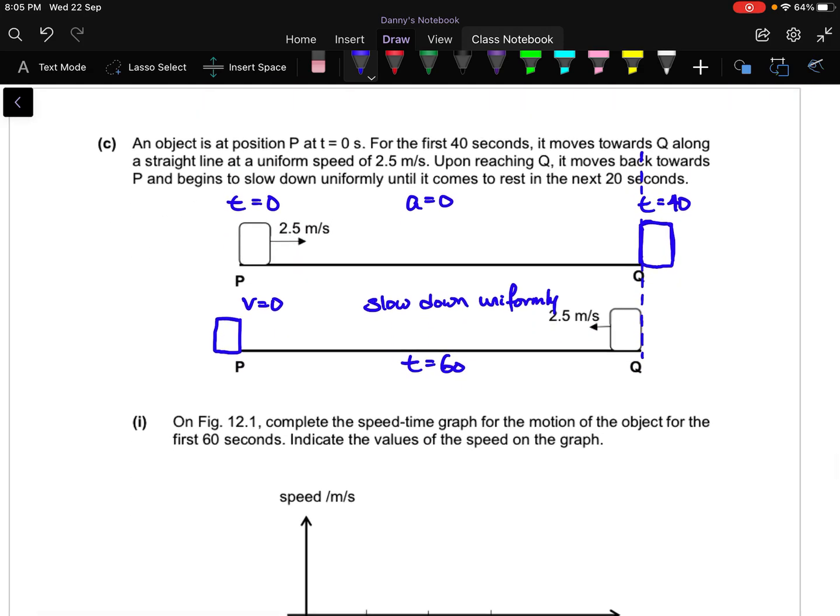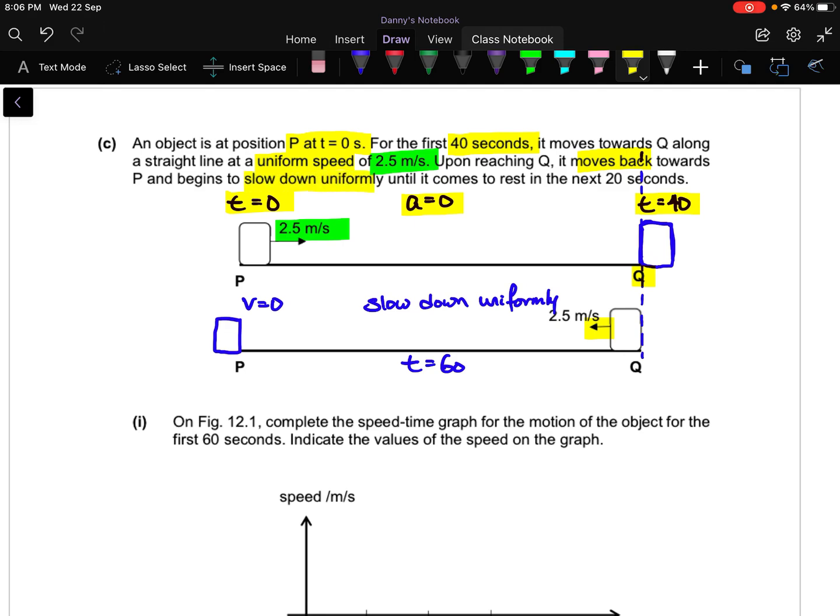Okay, for part C, like I said, I always like to put all the values into the diagram so that it is easy to see. So I know that at position P, it is time equals to 0. And I know that after 40 seconds, it's going to reach Q. So I put it there as well. Down here, it says uniform speed. So I write down here, acceleration is 0. They tell you the speed, so it is already here. Then after that, it says it changes direction. That's why it is another diagram towards P, right?